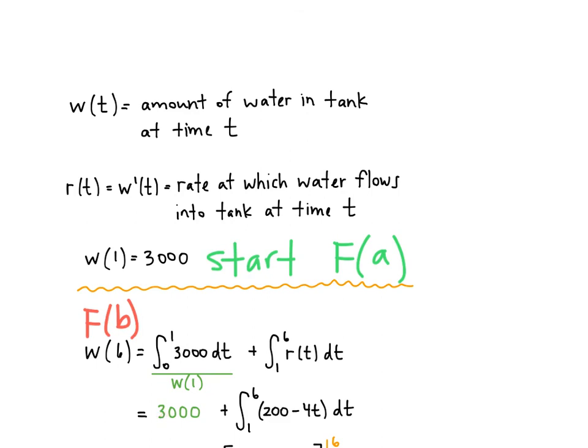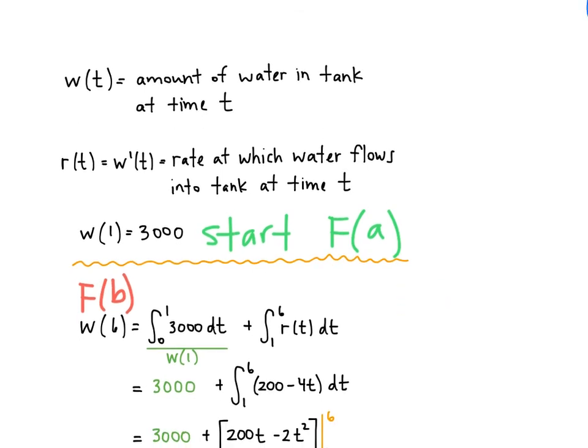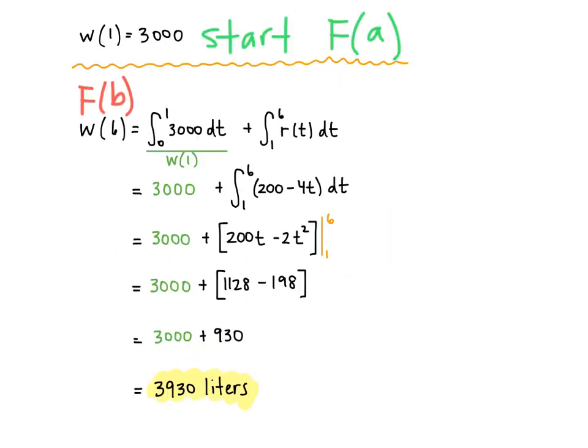And now we have to integrate from 1 to 6 of that rate. So here we are integrating from 1 to 6 of 200 minus 4t dt. Go ahead, finish this up, and come back and check at the end. Hopefully you got 3,930 liters. If you integrated our rate, you should get 200t minus 2t squared. Evaluating that from 1 to 6, you end up with 930, but we have to add that to our f of a value, 3,000, to get our final answer.